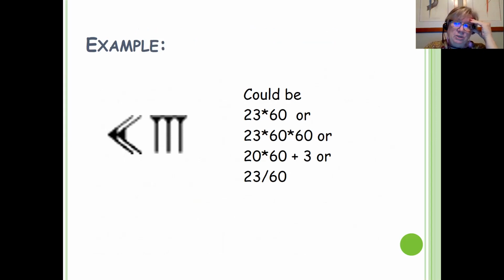But is that 23? Or does that 23 mean 23 60s? Or does that 23 mean 23 times 60 squared, or just what? Well, I don't really know unless I've got it in context. So if I'm in a museum, maybe I've got something bigger that I can look around it and understand what I'm talking about. Otherwise, I'd have to just make a guess.